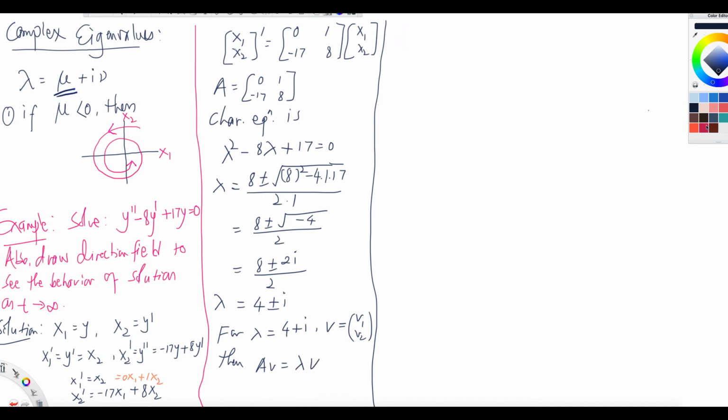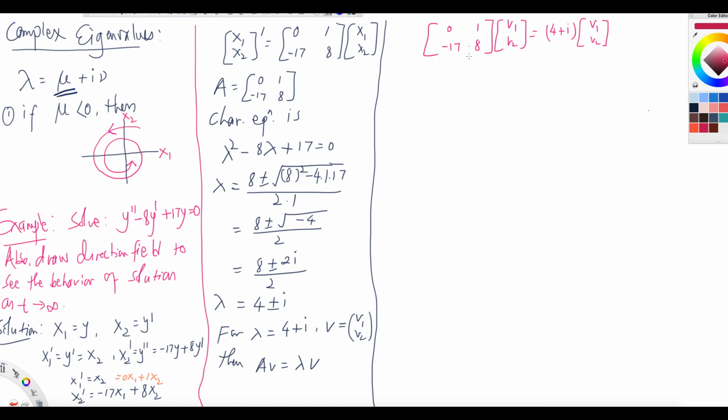What is A? Your A is [0, 1; -17, 8], right? And then V is [V1, V2], equal to lambda, which is 4 plus i, right? And then V is again [V1, V2]. That's what you get. Now you simplify.